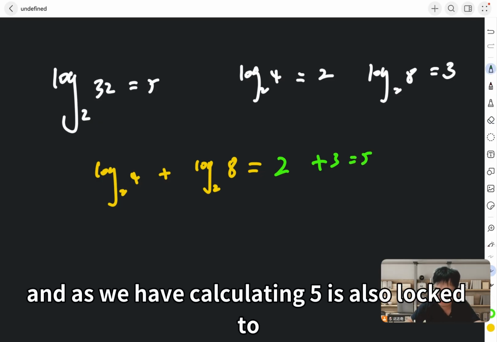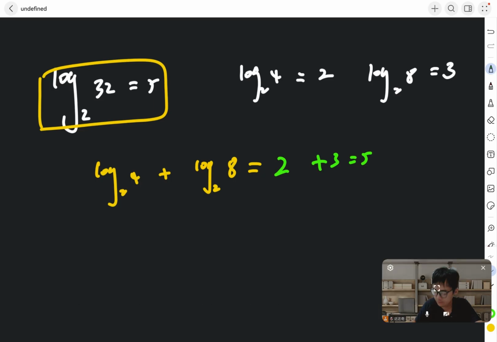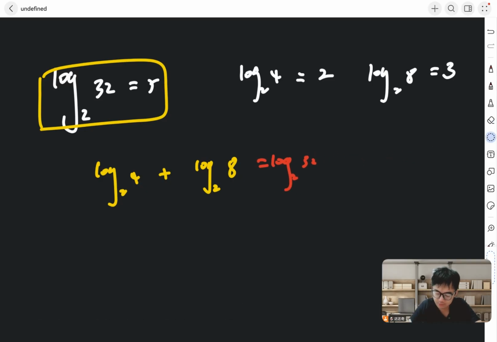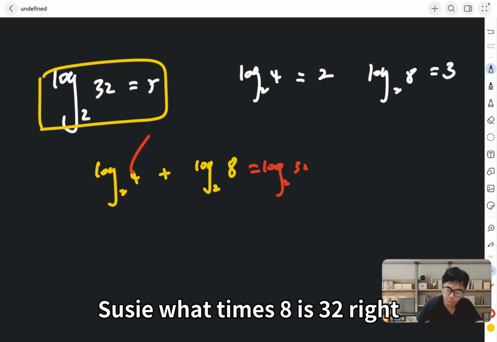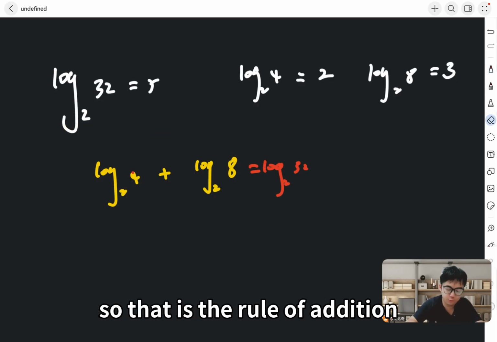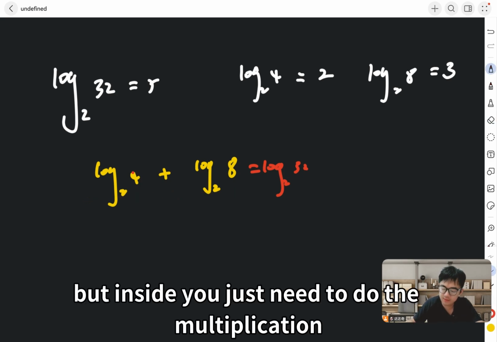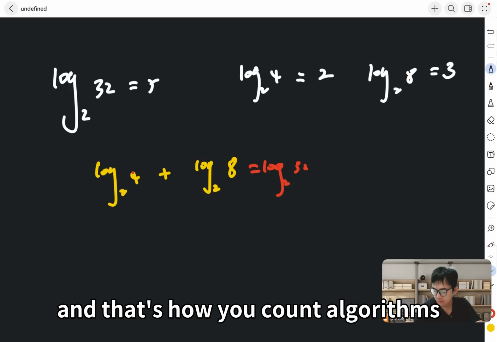And as we have calculated, 5 is also log 2 32. So what kind of conclusion can you get from the equation? See, 4 times 8 is 32, right? So that is the rule of addition. Outside is addition, but inside you just need to do the multiplication. And that's how you count logarithms.